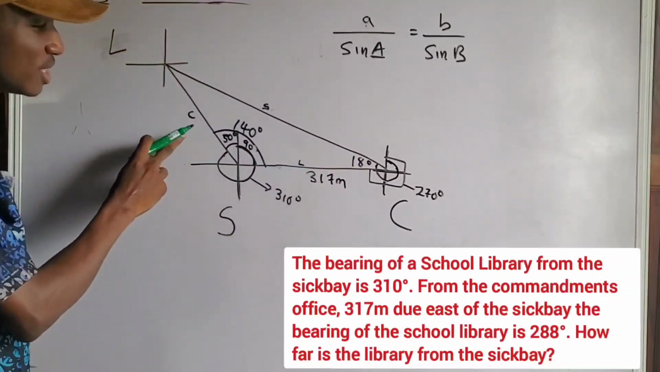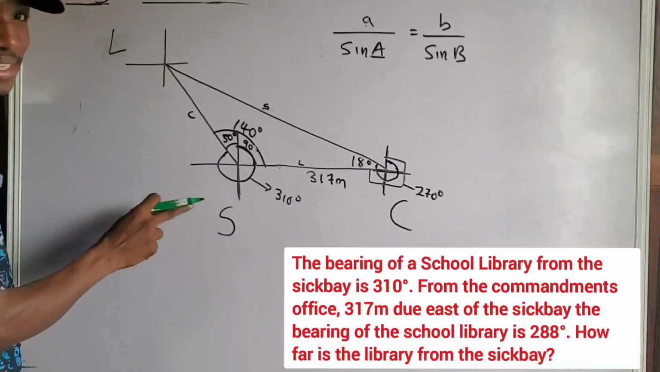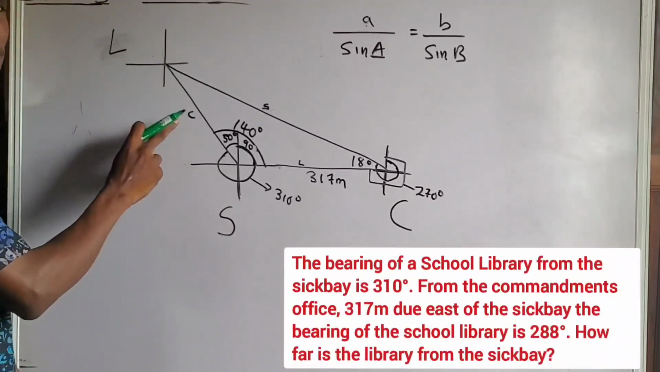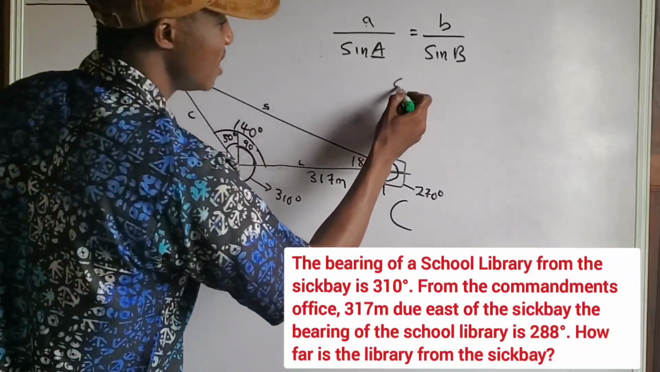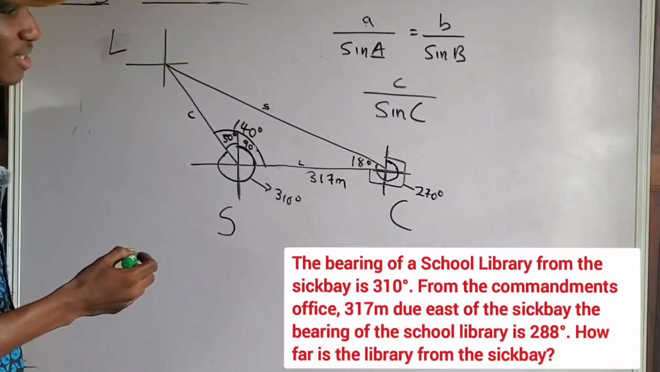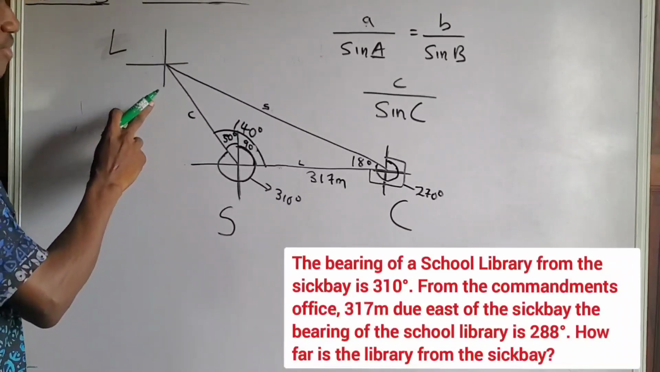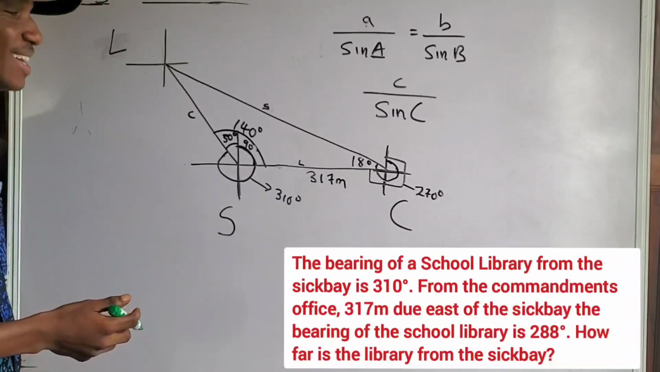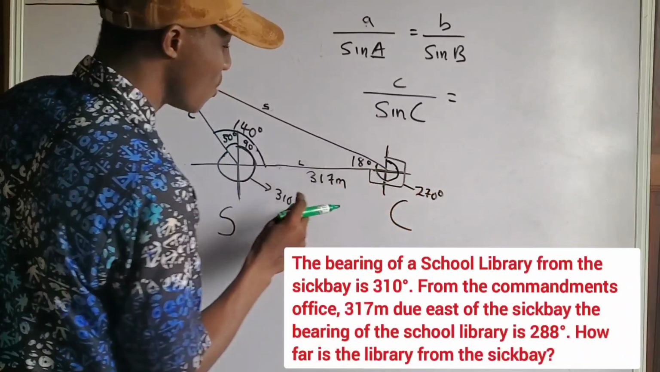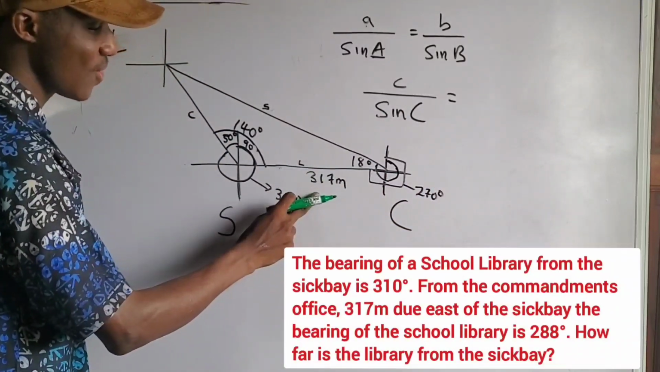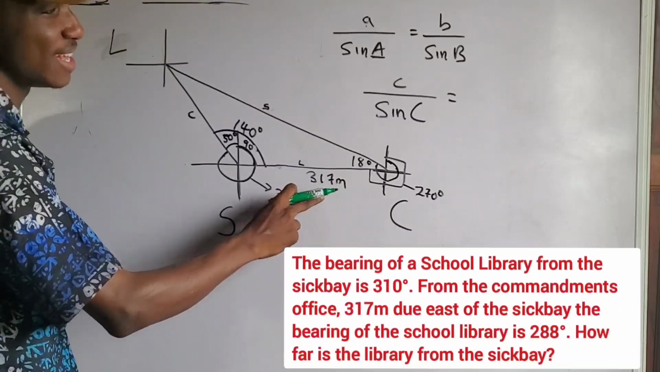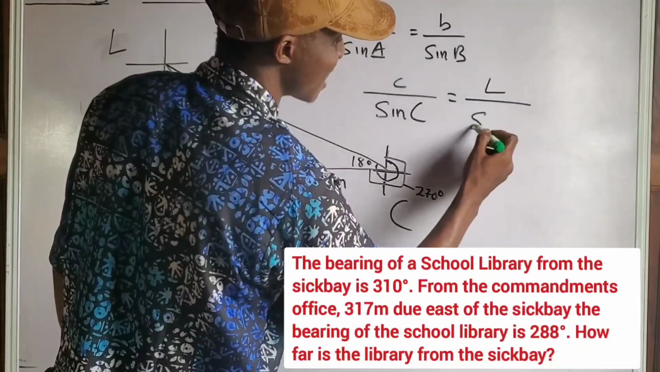Now, with respect to this diagram, we are looking for LS. We are looking for line LS. Line LS is represented as small letter c. So I'm going to have c all over sine C. It's simple. c over sine C equals, now we are given this side. The side that we are given is what? l. l all over sine L.